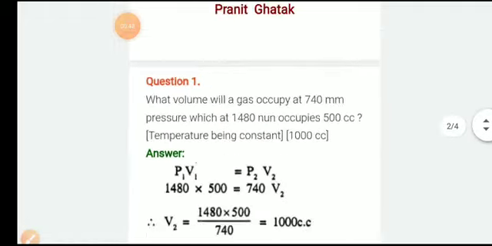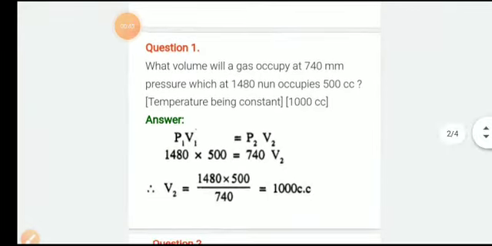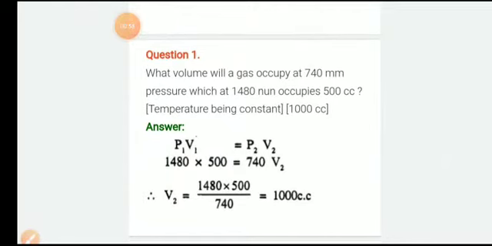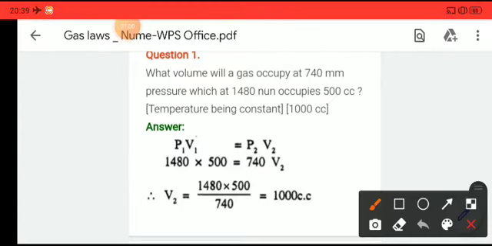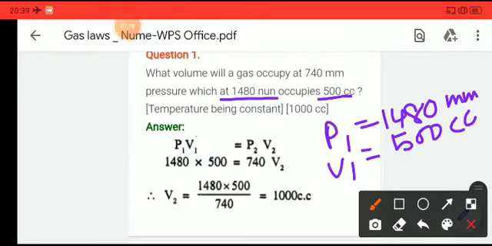So the first question is, what volume will a gas occupy at 740 mm pressure, which at 1480 mm occupies 500 cc? Okay, so here three things have been given. P1 is given, that is 1480. At 1480 mm pressure, the volume V1 is 500 cc. So what will be the volume at the pressure of 740? So it will be P2.